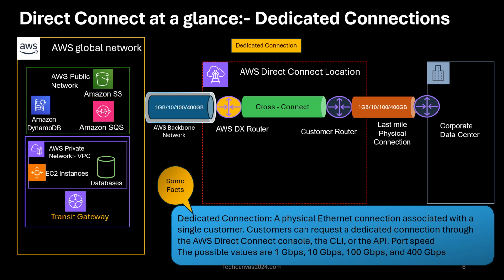Customers can request a dedicated connection through the AWS Direct Connect console, and once your request is approved, this link can serve from 1 Gbps speed up to 400 Gbps for certain locations. Once this link is set up, you can access AWS public services and private services on a dedicated private network.